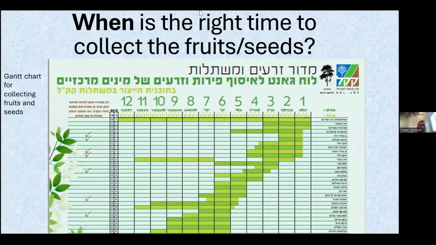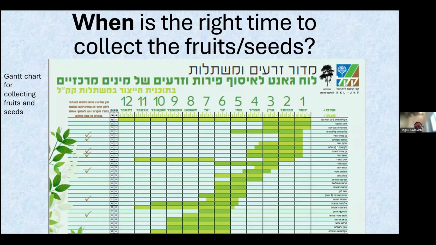Now, what about when it's the right time to collect the fruits or the seeds? So after a long time of collection, we made a Gantt chart for collections, and we know actually here in the right side. Okay, this is all I know.